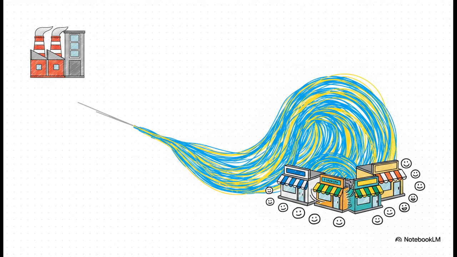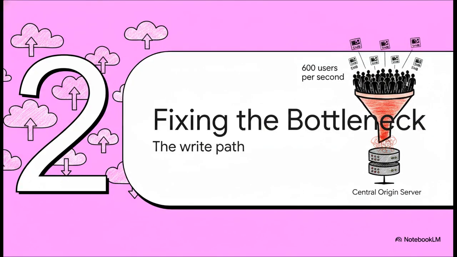So, when a celebrity tweet suddenly drives 50 million views, the CDN completely absorbs that spike, and your main server just sees a perfectly flat line. It's a total lifesaver. Okay, let's move on to section 2, fixing the upload bottleneck.